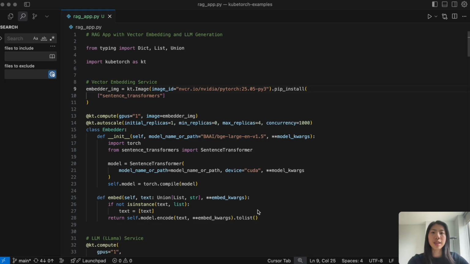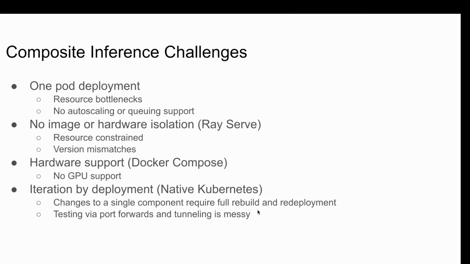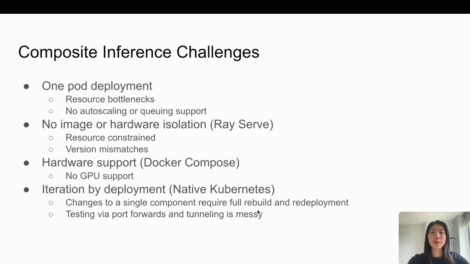Before we dive into the example, let's quickly go over some of the challenges of building and scaling such composite inference apps, which involve handling multiple models in one single pipeline. For starters, we have the one pod deployment, where all the underlying models are being run on the same pod as one deployment. This leads to resource bottlenecks and lack of support for autoscaling or queuing.